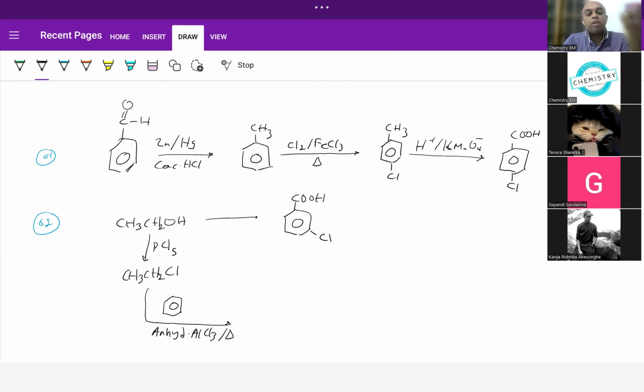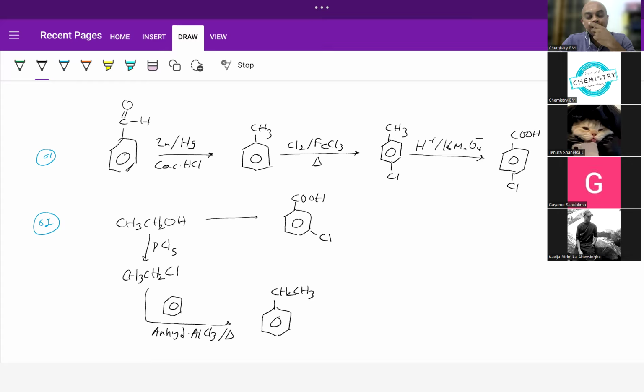But anyway, we need to have a mixture of anhydrous AlCl3, the alkyl halide and the benzene. So we have the alkyl halide first. Then you are adding the benzene ring and anhydrous AlCl3. Right? So at the end, we will have this one, CH2 CH3. Now this is an alkyl group, right? CH3 CH2 is an alkyl group.